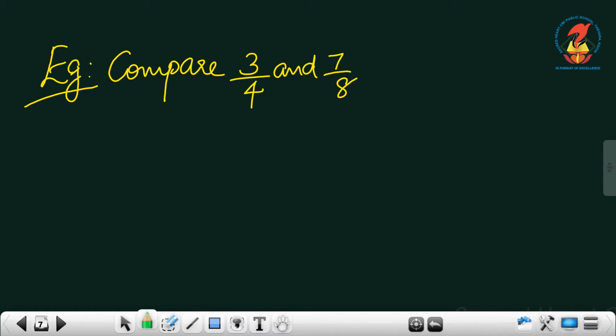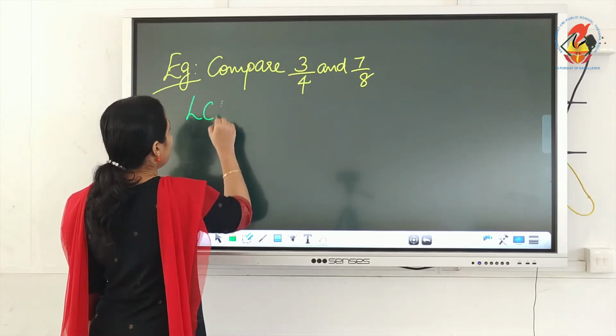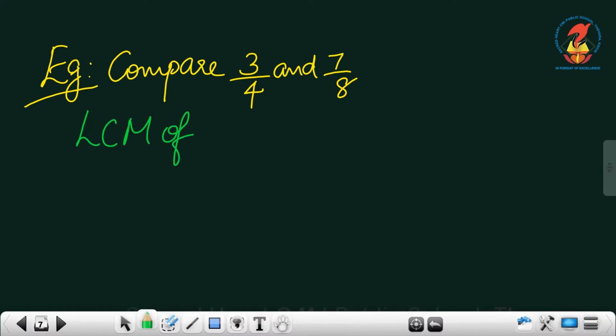Now, look at this question. Here denominators are different, numerators are also different. So, in such cases, what you have to do first? You have to find the LCM of the denominators. Which are the denominators here? 4 and 8. We have to find the LCM of the denominators. We already learned LCM in lesson 3, is it?